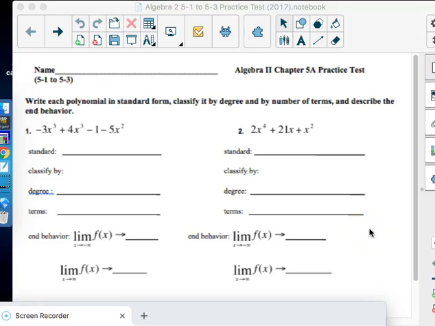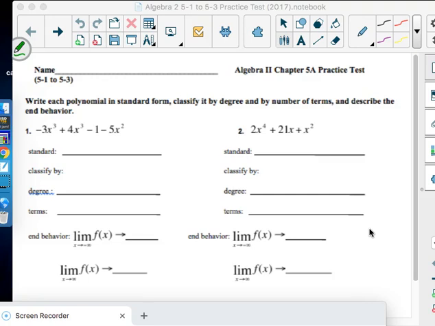Okay, practice test for sections 5.1 to 5.3. The beginning of the unit that we started with chapter 5 was just about, can you get it in standard form? Can you give us the names that it would be called? So it says write each polynomial in standard form, classify it by degree and by number of terms, and then describe the end behavior. So let's take a peek.